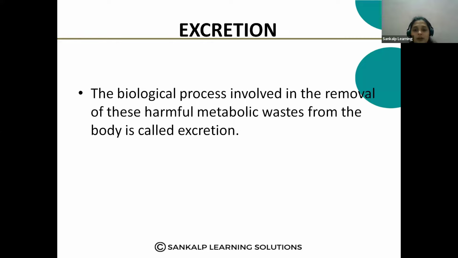Not only carbon dioxide, not only digestive waste, but some nitrogenous waste should also get eliminated from our body. That is also called excretion. So already you know that the removal of carbon dioxide takes place through respiration, and the digestive system removes the waste by the anus. But how is the nitrogenous waste removed?